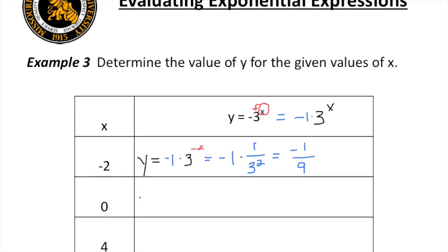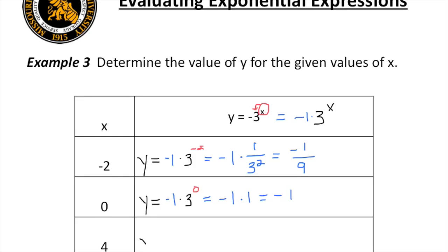Now let's try evaluating this equation for x equal to 0. So we have our -1 being multiplied to 3 to the 0 power. 3 to the 0 power is equal to 1. And -1 times 1 gives us -1.